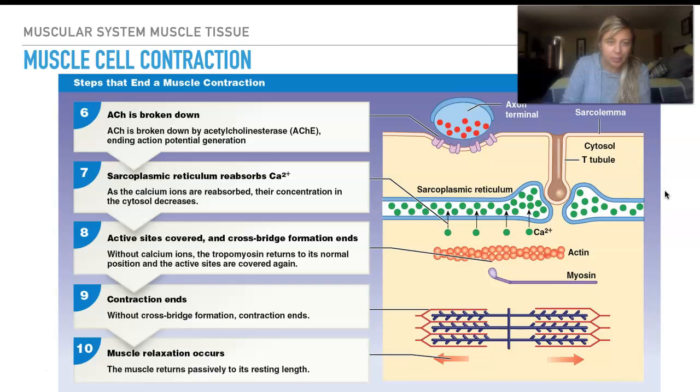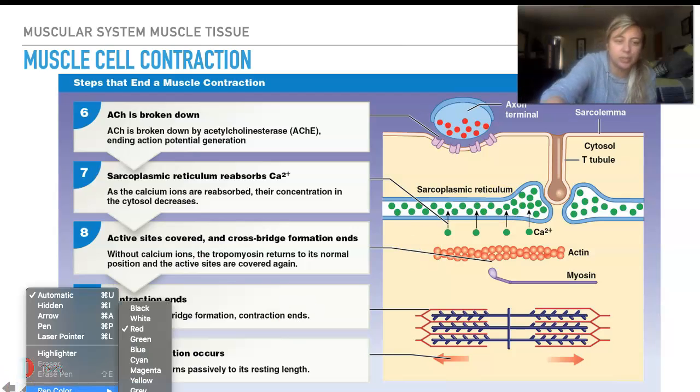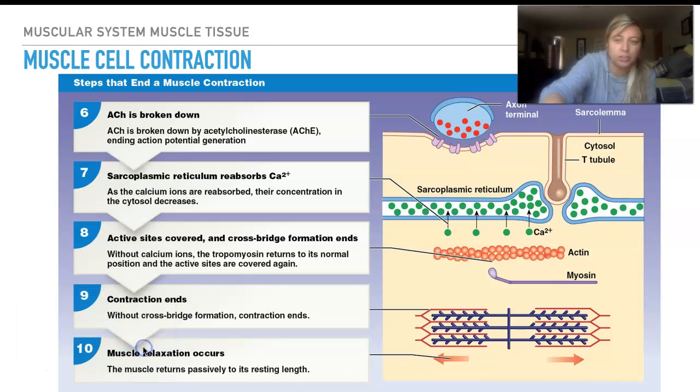Another handy graphic here shows what ends a muscle cell contraction. The acetylcholine has to be broken back down and removed from the synaptic cleft. The calcium has to move back into the sarcoplasmic reticulum, right? So we have to be able to transport calcium back into the sarcoplasmic reticulum to also end muscle cell contraction. The binding sites on actin have to get covered back up, and then the muscle cell will relax.